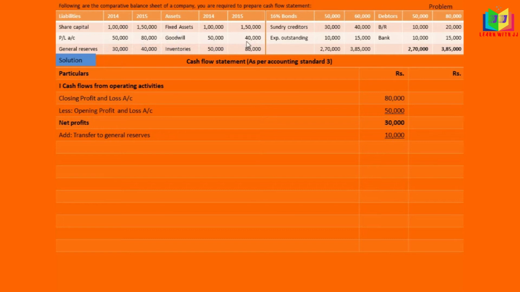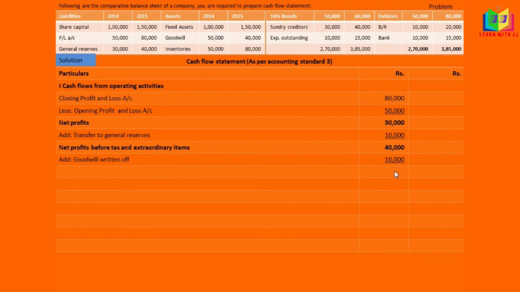So 10,000 goodwill written off, that we have to add. Yes, add goodwill written off 10,000. And inventories will come under current assets. So here debtors, bills receivables, banks. That's all. Now we can add this.